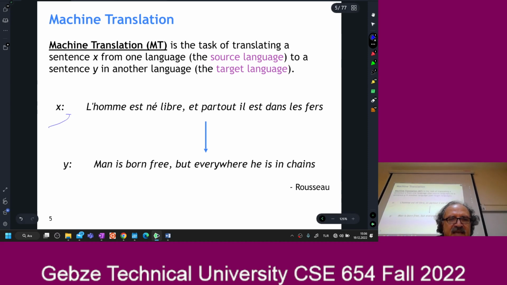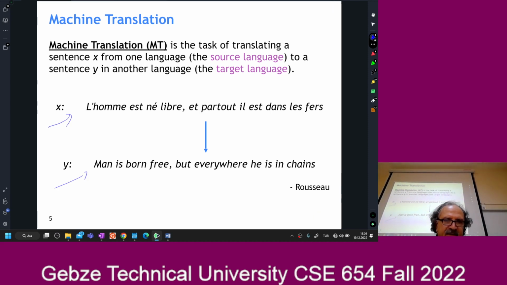Given this French sentence, what is the corresponding English sentence? Man is born free, but everywhere he's in chains. I don't know what that means, but I trust this is the target. This is the source sentence. Okay.